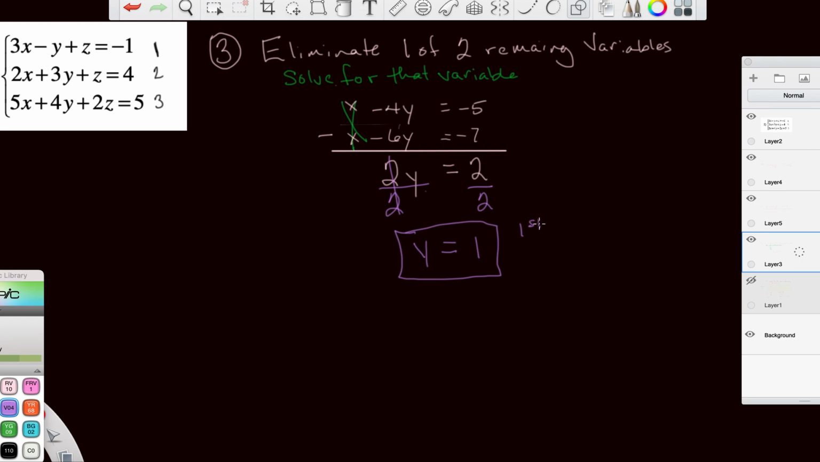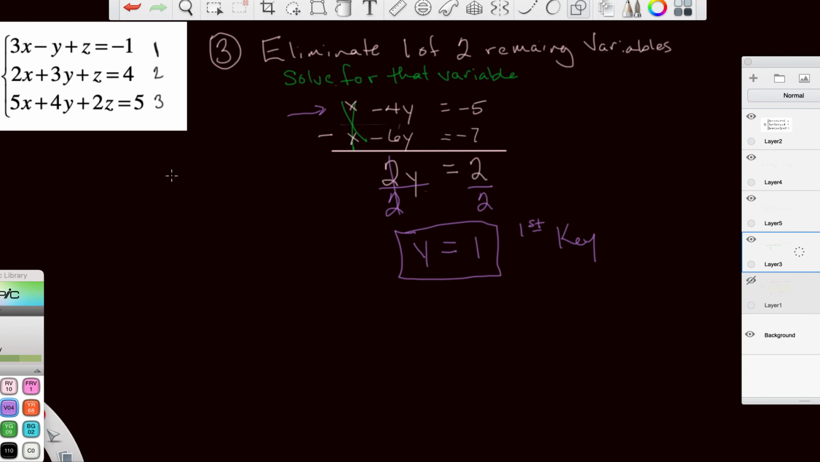This is our first key. This is the first key to open one of our locks. I'm going to take what I've found and plug it into one of these equations and solve. Let's go ahead and use this up here. Because I only have two variables, and I have an answer for one of those variables. If I plug it in for y here, I can solve for x.